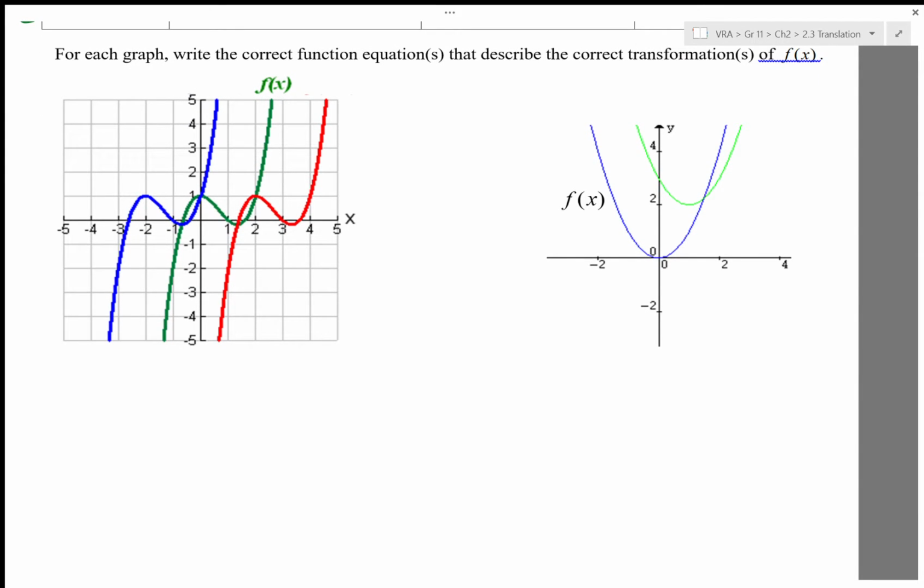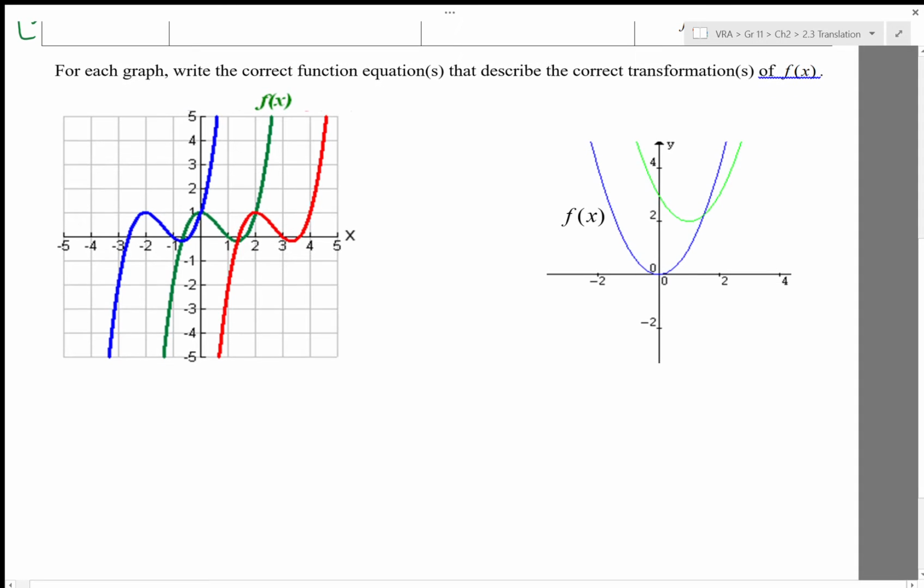So it says, describe the corrected transformations. Well, forget about the correct function equation for now. We're not going to worry about this one for now. Just focus on describing the corrected transformation of the f(x). Okay, so let's take a look at the first one. The f(x) is the green one, so this is the original one. Now I want you to find how the transformation was done on the blue one.